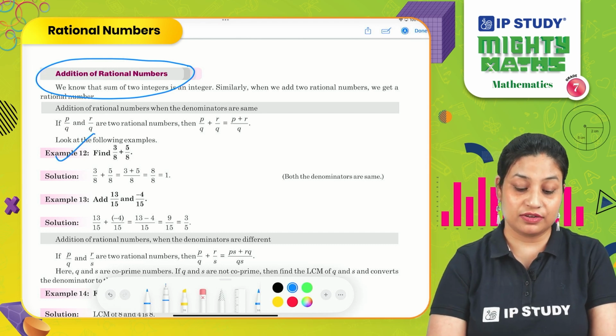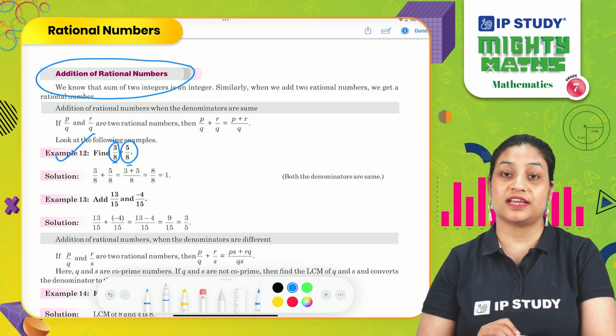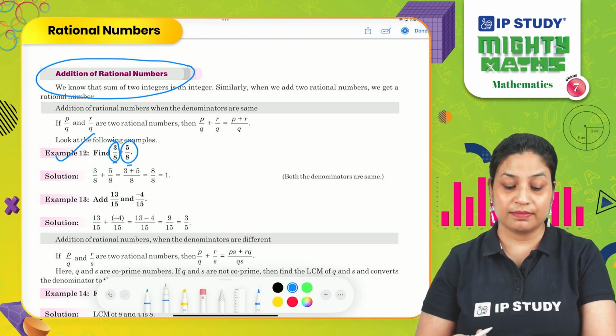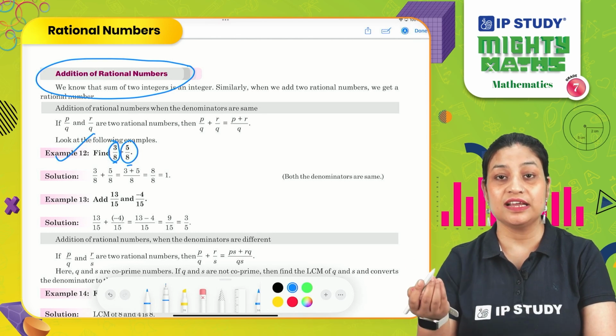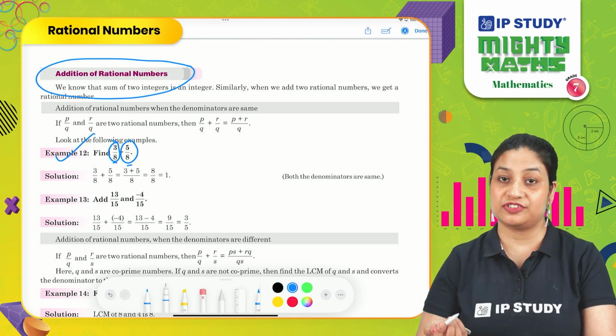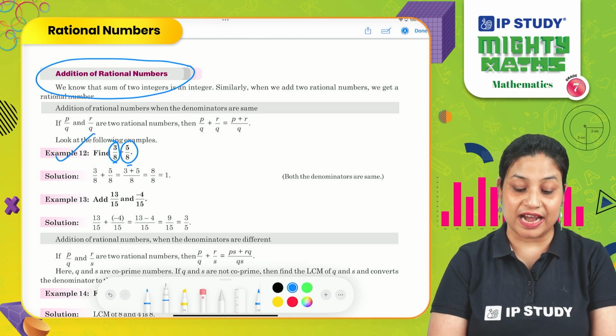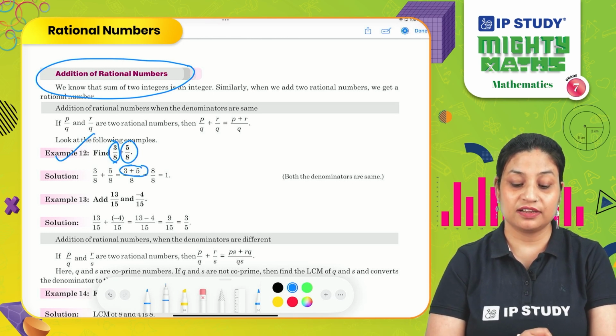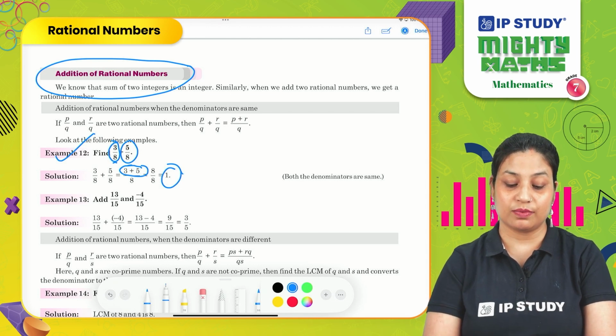So let's take example number 12 over here. Here we have given two rational numbers, 3 by 8 and 5 by 8. So you can see that we have common denominator, that is 8. So it is easy for us to add. Why? Because the numerators can be added directly and the denominator can be written as it is because it is common for both the rational numbers. So just directly add the numerator. 5 plus 3, that is 8, and 8 by 8 is 1. So what you will get? You will get a 1 over here.